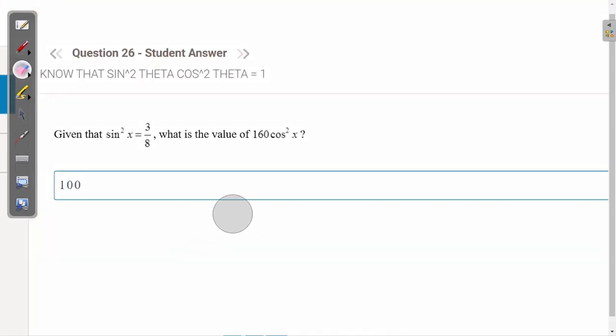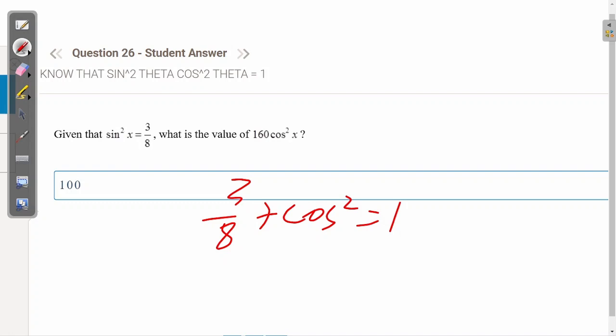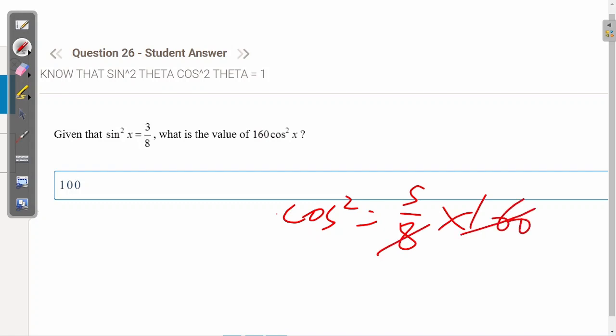Sine squared is 3 over 8, so just immediately write 3 over 8 plus cosine squared equals 1. 1 minus 3 over 8 is 5 over 8. Cosine squared equals 5 over 8. Then they want 160 times that, so times 160, cancel. 5 times 20 equals 100.